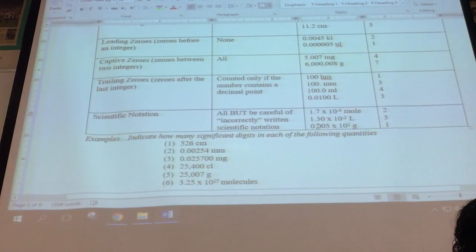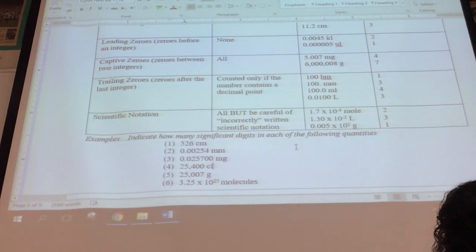With scientific notation, if the scientific notation is written correctly, then the numbers before the times sign will count, all of them. 1, 2. 1, 2, 3. In this case, scientific notation is not written properly, and so then you'd follow your usual rules. You're not going to count those leading zeros. So you would just have 1.